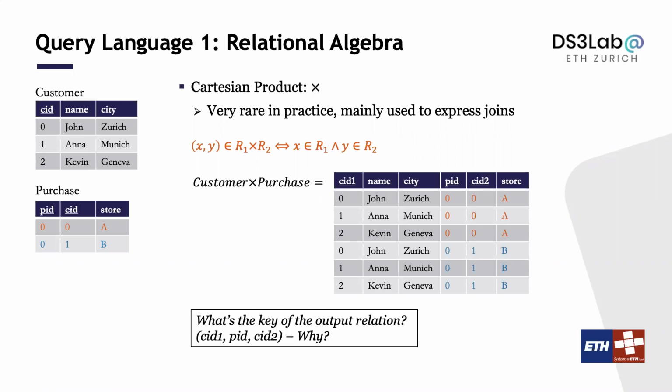One interesting thing: now I have an output relation. What is the key? The key of the output relation will be the combination of the keys of the input relations, which is very clear, because when I do the cross product, I essentially duplicate information. So the CID here is not the key anymore because I'm repeating it multiple times. The only possible key for your output is the key of relation 1 together with the key of relation 2.